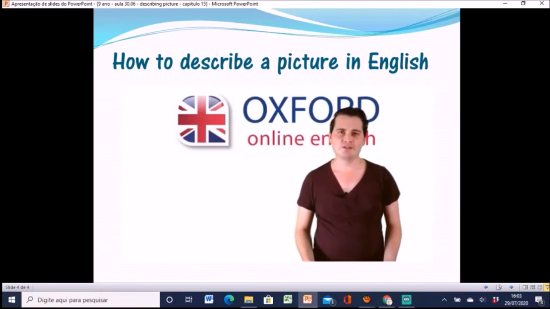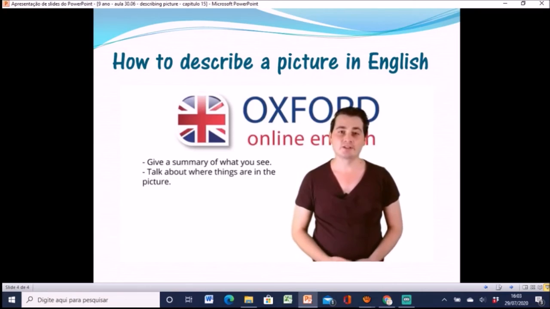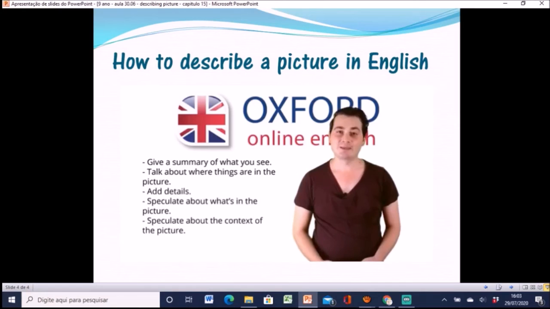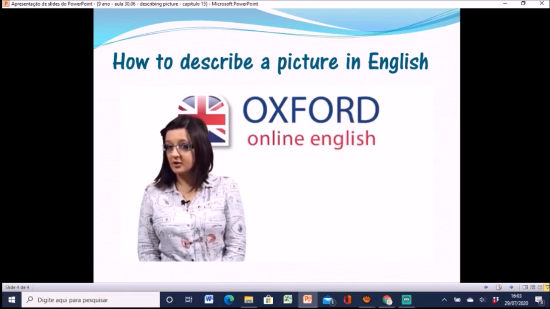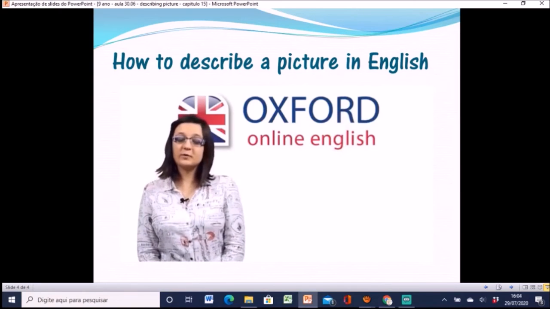Let's put everything you've learned together and practice making longer, fluent descriptions. When you describe a picture, you should give a summary of what you see. Talk about where things are in the picture. Add details. Speculate about what's in the picture. And speculate about the context of the picture. Let's make a longer answer together. We'll start with a picture we've used already.